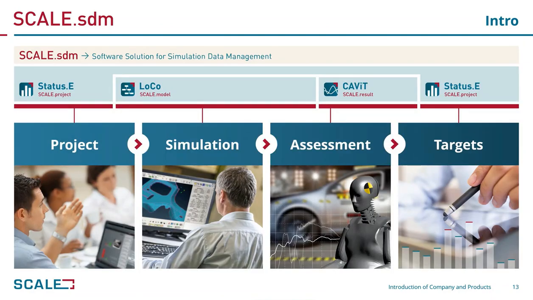Okay, so this slide gives you an overview of our application. There is a framework, we call the whole framework SCALE.sdm, and it contains three modules or applications. SCALE project is the first application, and it's sort of a bracket on the whole design process. Within SCALE project, you define the project, you set up the whole project with all the responsibilities, the milestones, and timetables, and so on. And most important are the requirements for your project development.